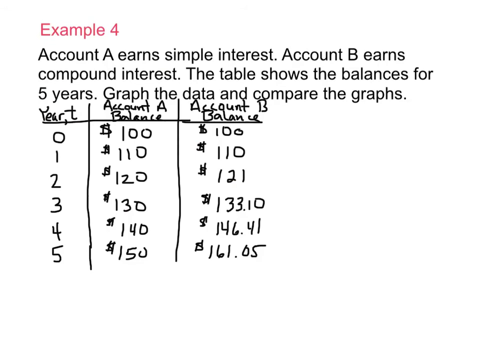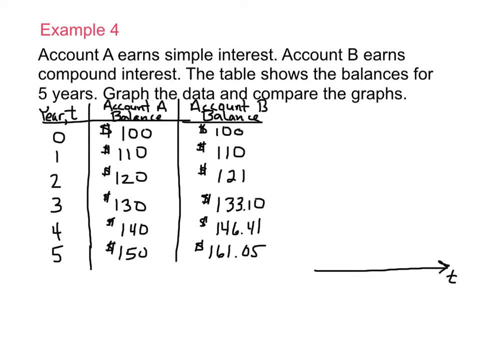Example 4. Account A earns simple interest. Account B earns compound interest. The table shows the balances for 5 years. Graph the data and compare the graphs. So we have to first graph the data. So I'm going to make my x-axis, which is t years, go by ones.